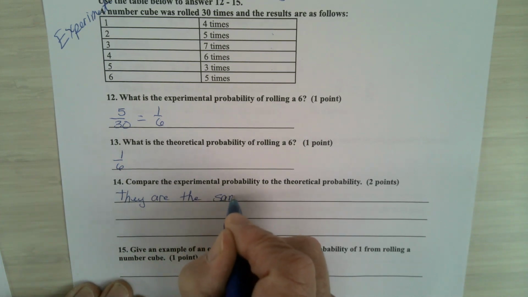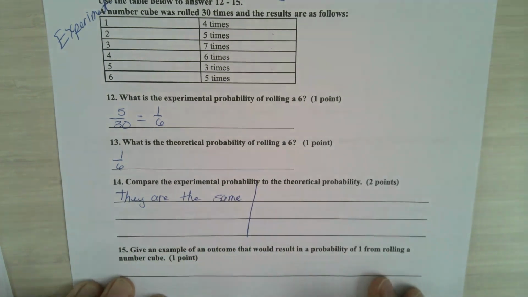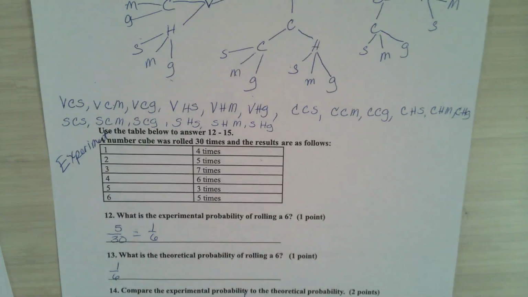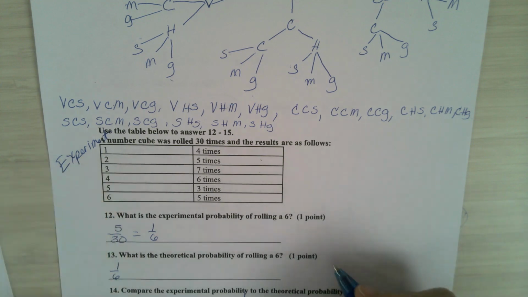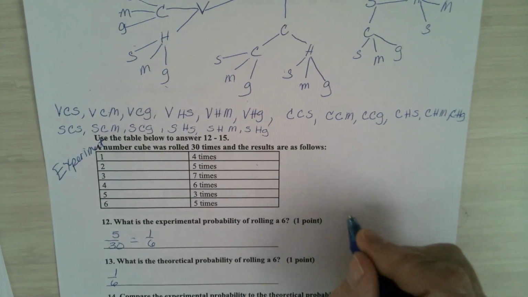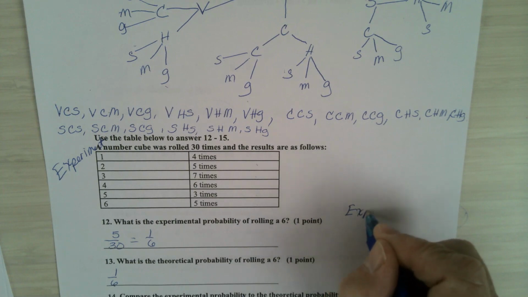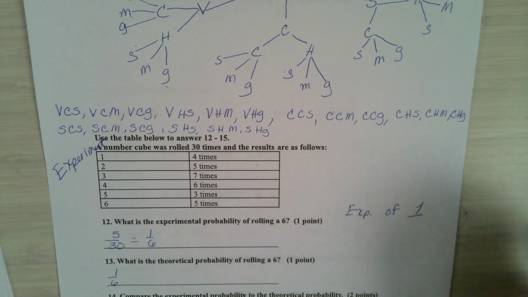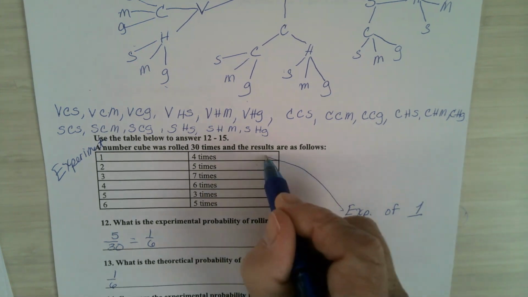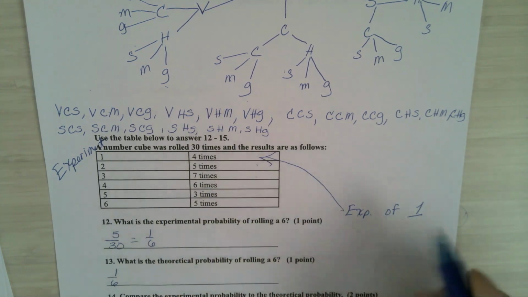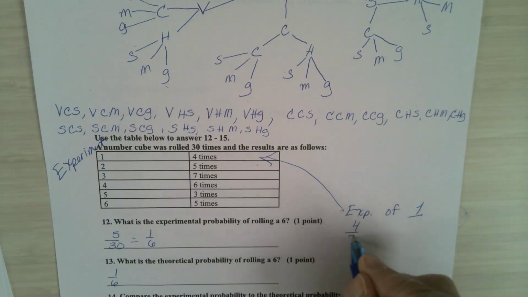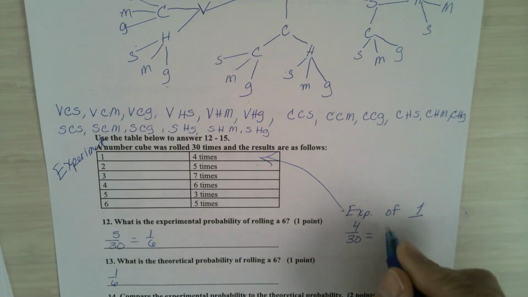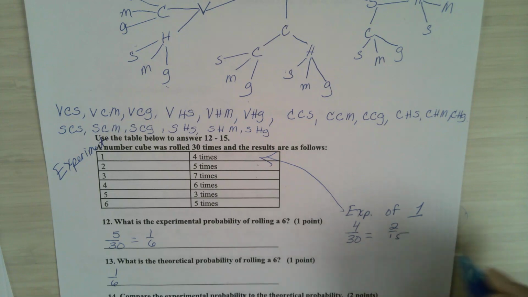Now let's do another one where they're different, okay? So this time, let's say rolling a 1. What's the probability of rolling a 1? The experimental probability of a 1. Well, it only happened 4 times out of 30. 4 over 30. And that simplifies to 2/15.